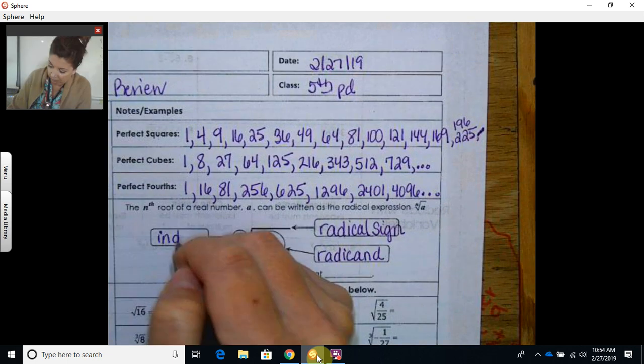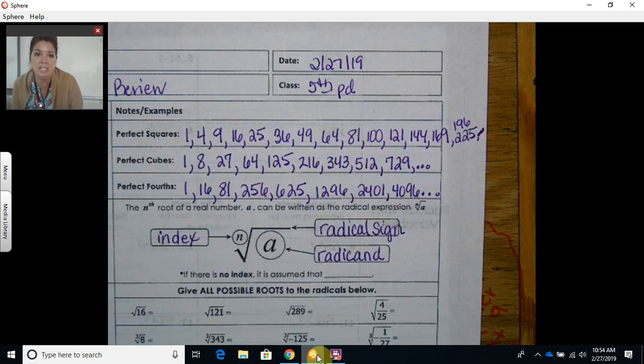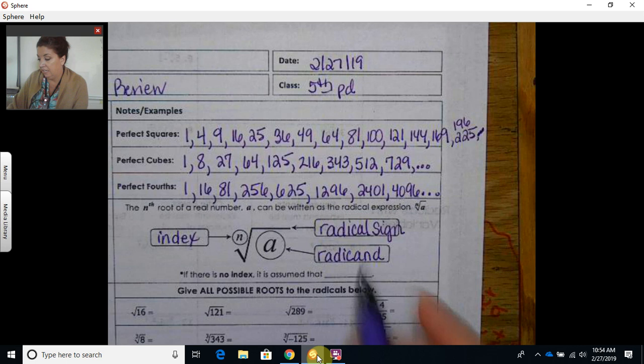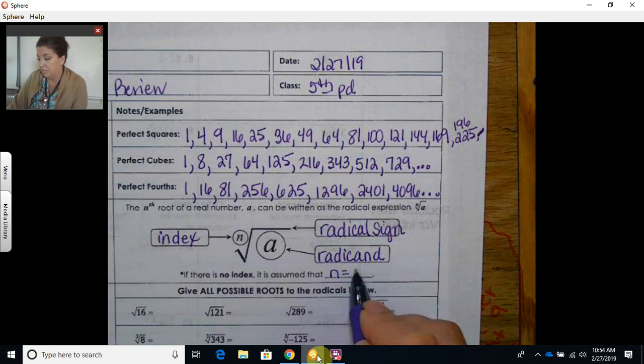So if I say what's the root or what's the index, that's what I'm talking about. That little number in the, I call it the elbow. Okay, if there is no index, it is assumed that n equals what? 2. This is the square root, right? But we don't write a 2 for square root.